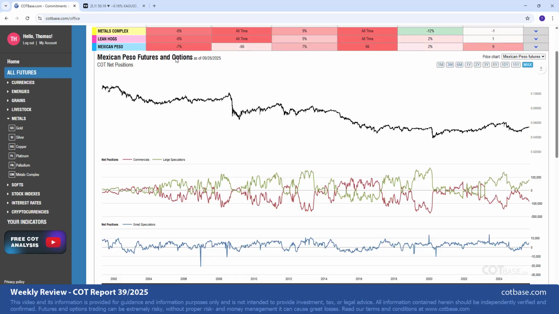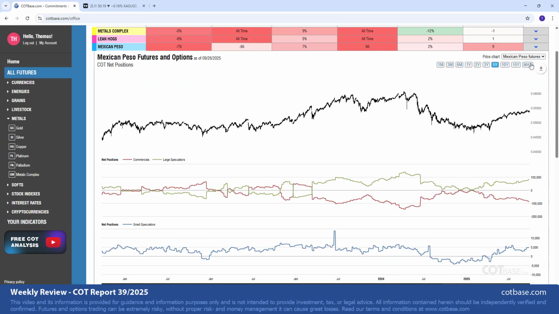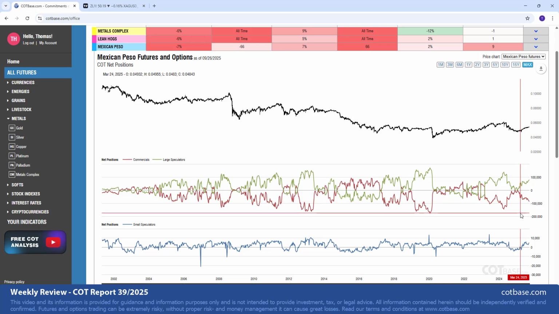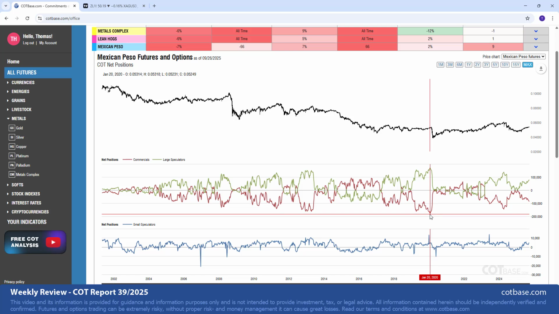Last but not least, we have the Mexican peso with a 66 report extreme. Well, we can stay at the max chart. You can always do that and measure it compared to all-time history. So it's definitely clear that in the Mexican peso, this is not an all-time extreme. You can see the most bearish extreme just preceding this drop in prices in the Mexican peso. That, of course, coincided with the COVID panic over there. But there's another example right over here.